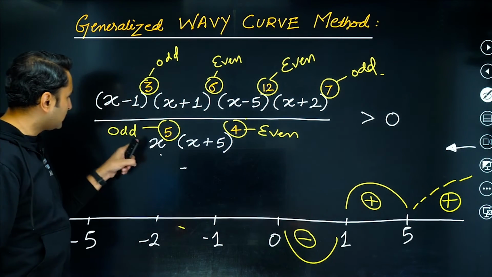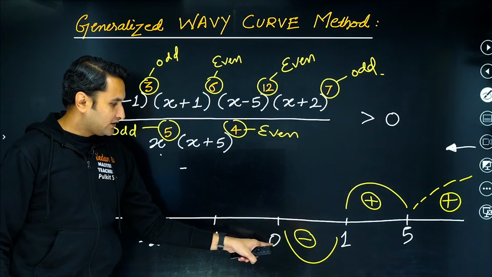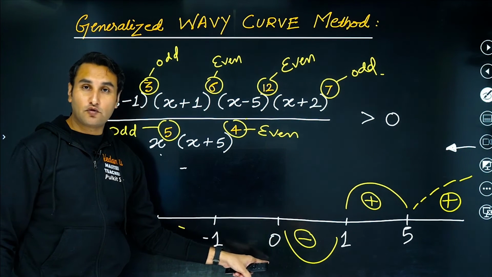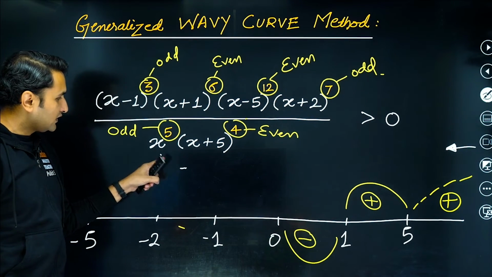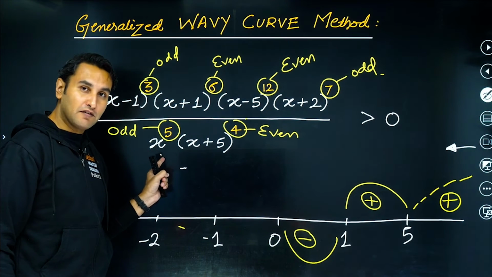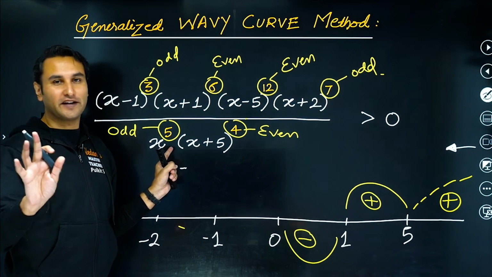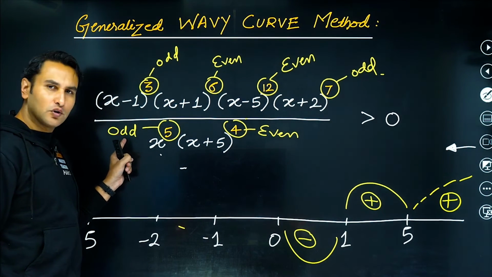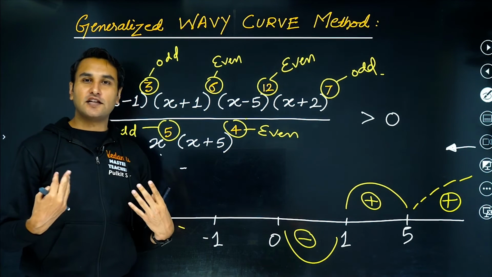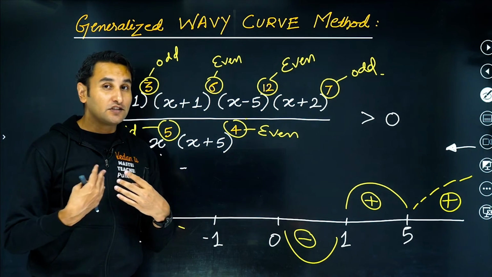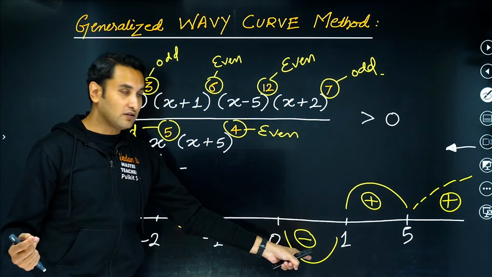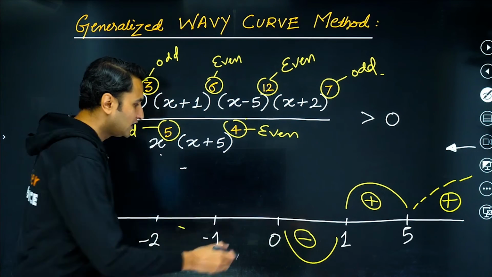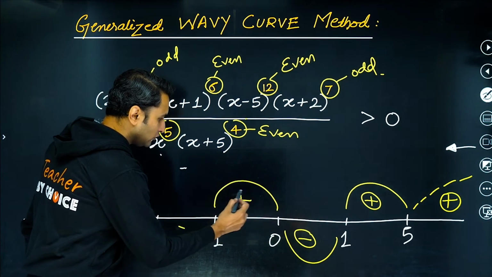Now look at 0. The train is asking 0, dude, where have you come from? It says because of x. What was the power? Oh, now I know. Don't be angry. The power was odd. It is a signal for the train to change the track. What was the ongoing track? Negative. Change the track. Positive.